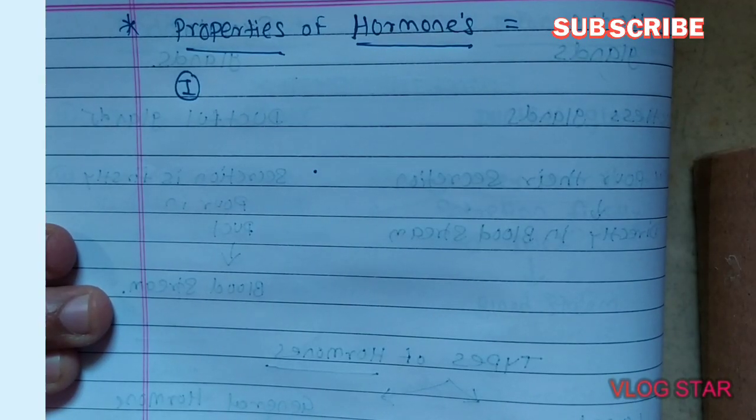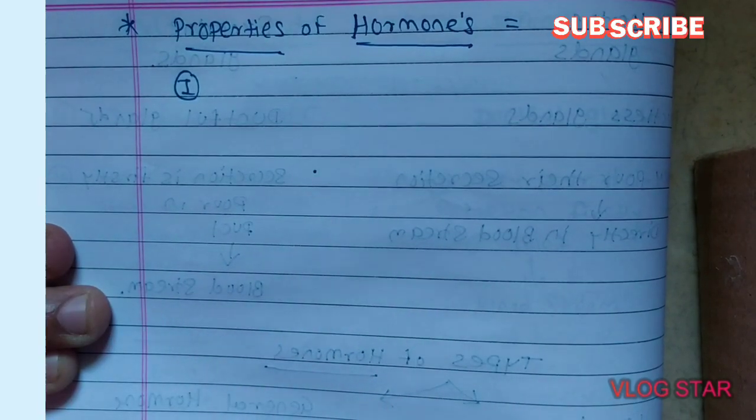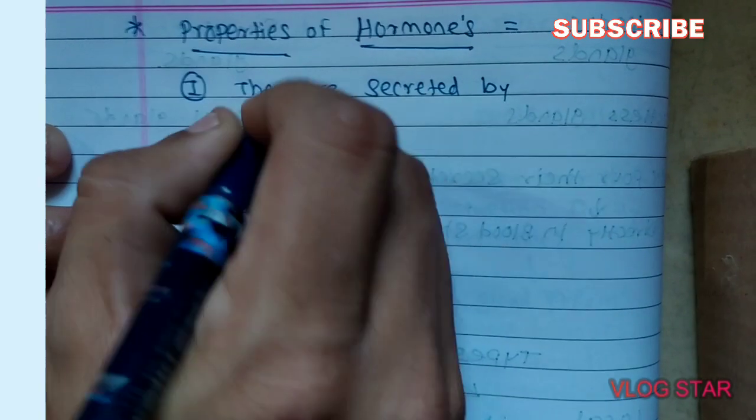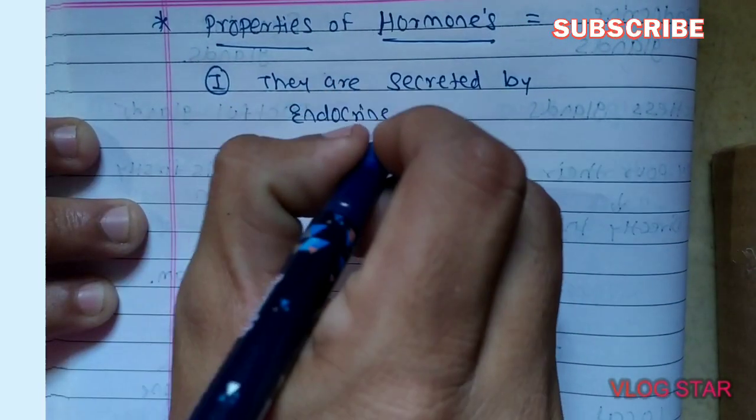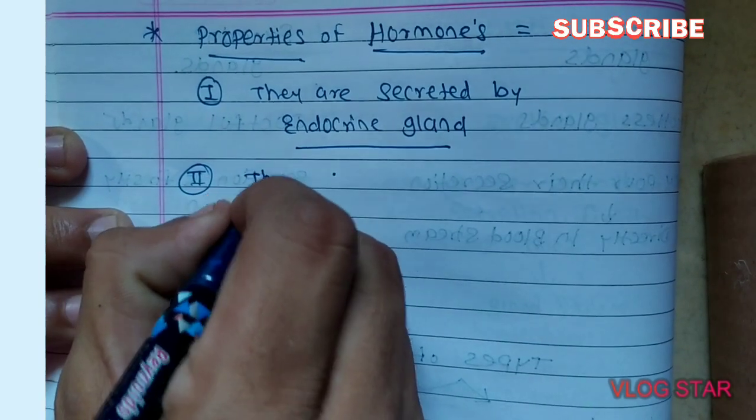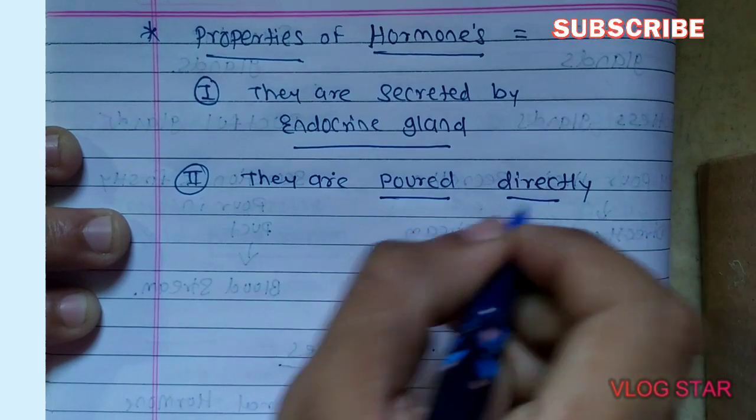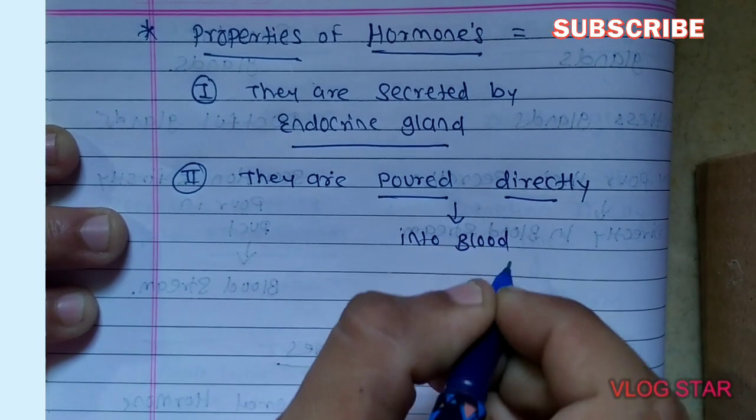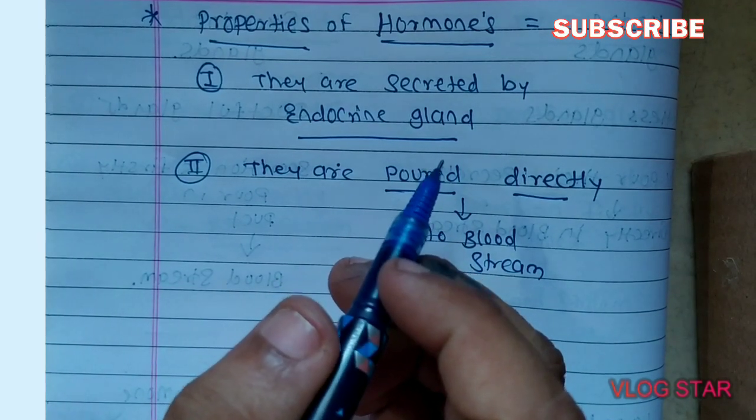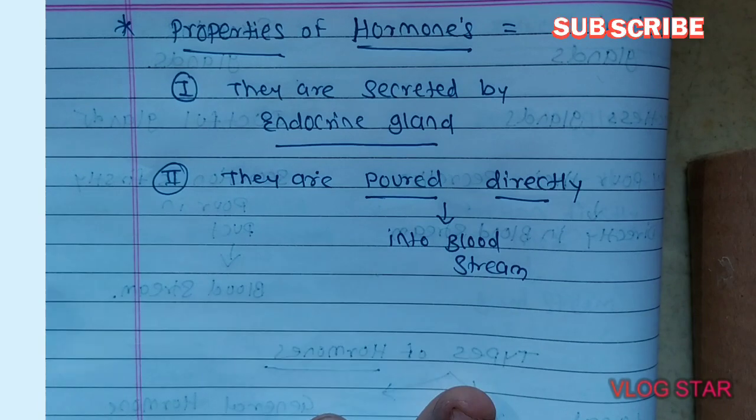So let us now talk about the properties of hormones. Previously, in the definition, we have seen that hormones are secreted by endocrine glands. This is the first property. Second, they are poured directly into the bloodstream, because endocrine glands do not have any duct, so their secretion is poured directly into the bloodstream.